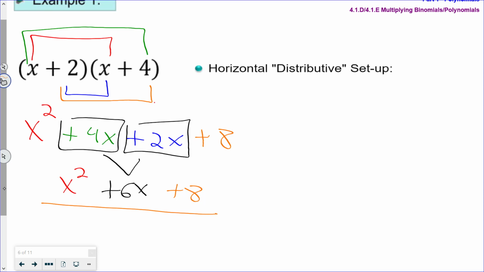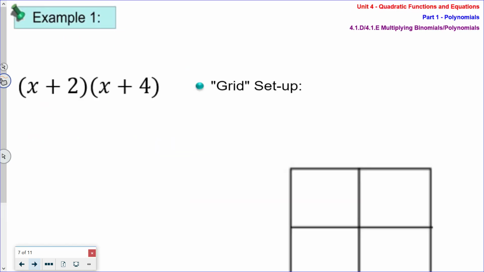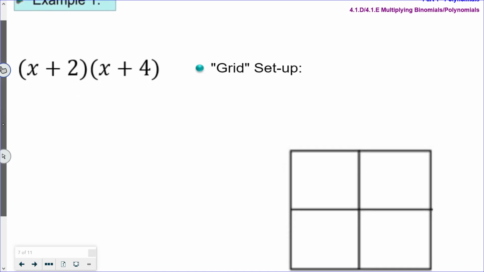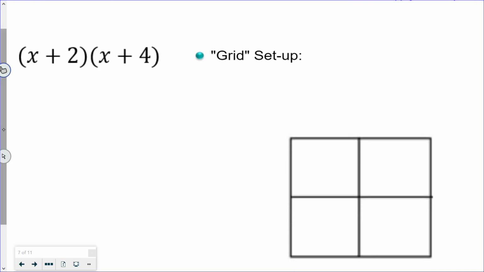So this method that we just did here was a horizontal distributive setup. I want to show you another option, which is called a grid setup. Some students prefer the grid. Some students prefer just doing it horizontally. So when we do the grid setup, if you are using Edmodo, you have it there. If not, you want to just draw this little grid. Since we're doing a binomial by binomial, two terms by two terms, the grid has to be 2 by 2.